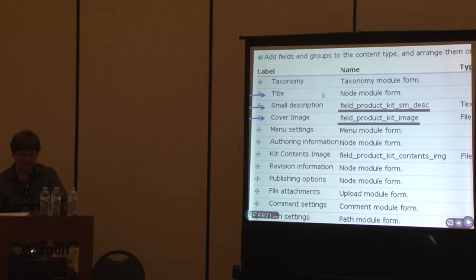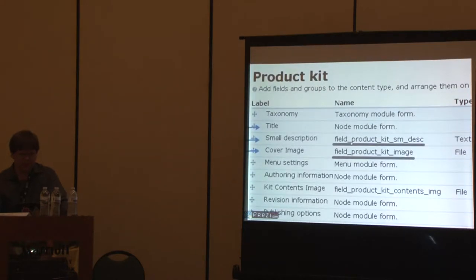We're going to go ahead and create our content type, which we're calling product kit. It's actually a product kit created by UberCart's product kit module. We're just adding a couple of fields to it. One of the things you'll notice is that I named my field.